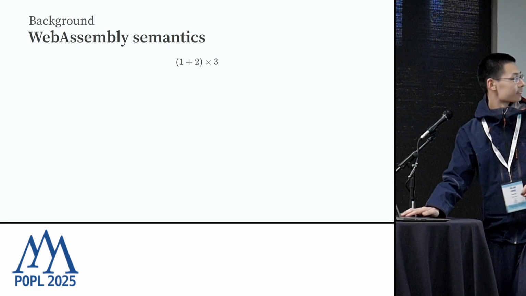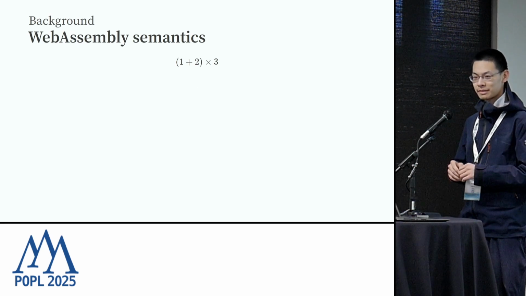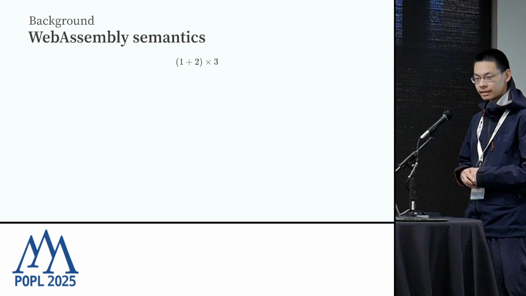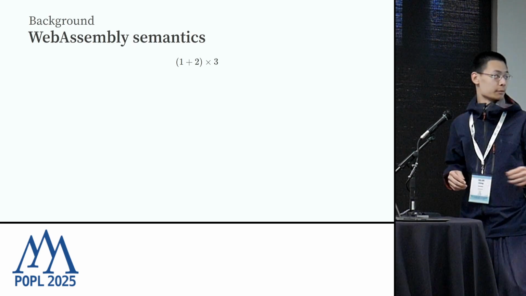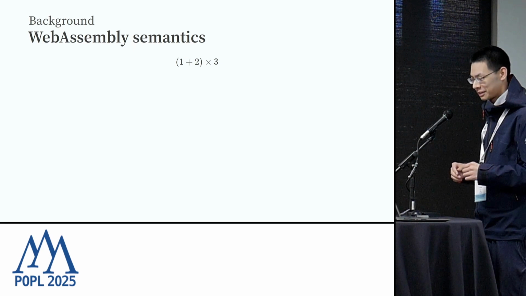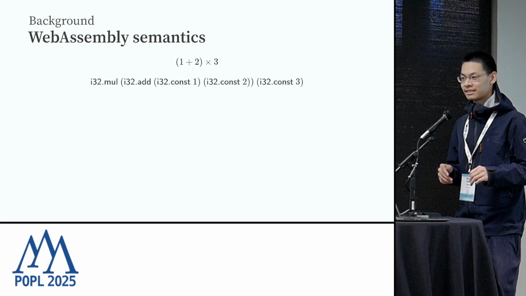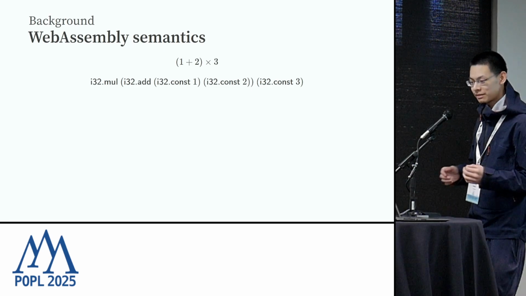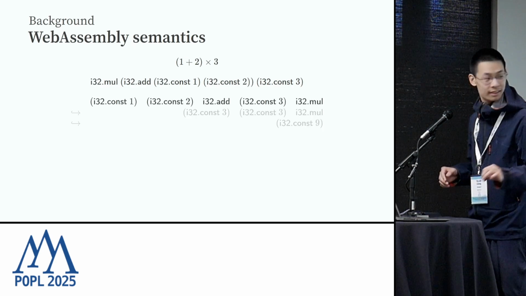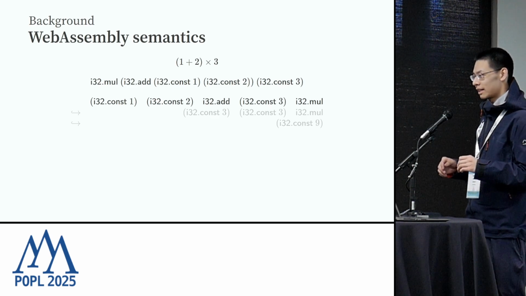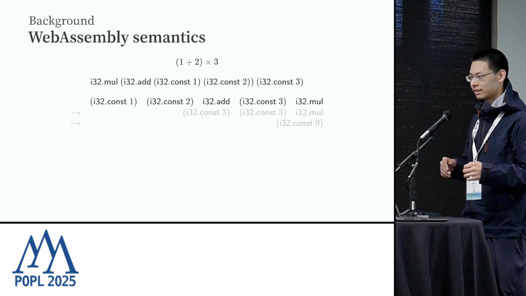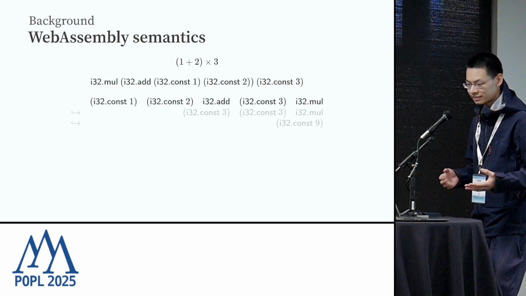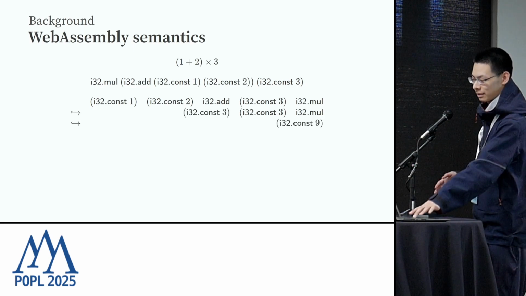Okay, so first, let's have a brief introduction to what formal WebAssembly semantics is. For example, consider the expression 1 plus 2 times 3, which is really simple. In WebAssembly, it's written as i32.const 1, 2, 3, with the multiply and add. And actually, as WebAssembly is a stack language, the stack is written like this: 1, 2, plus, and 3, and multiply. So it steps to 3, 3, multiply, and steps to 9.